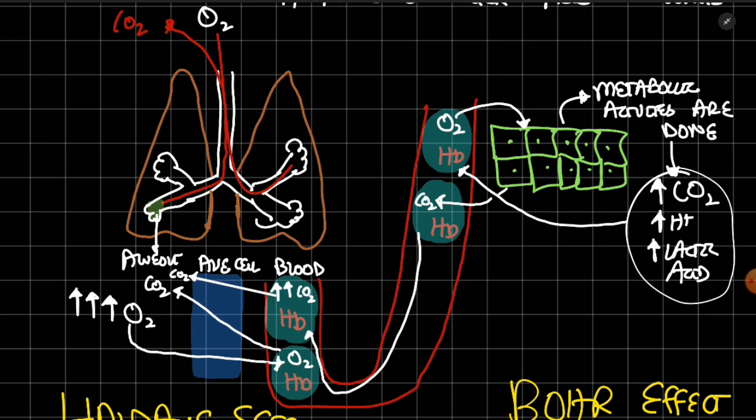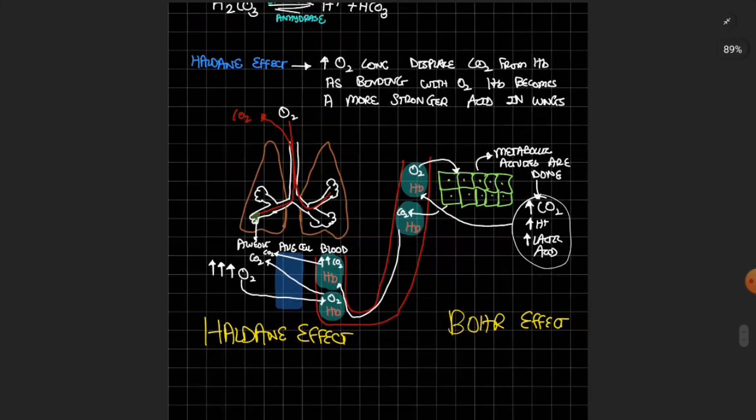So this was all about the CO2 transfer. Okay, so Haldane effect and Bohr effect. Haldane effect at the lung level, Bohr effect at the cellular level. This is the most important concept and a most beautiful concept explained by me.